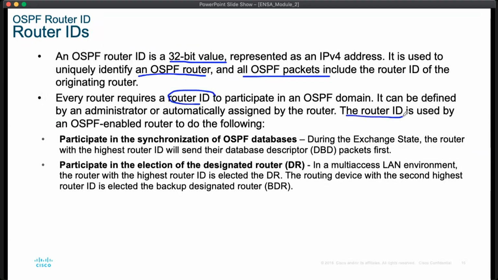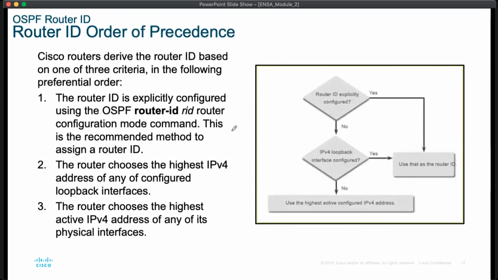The router ID is used by an OSPF-enabled router to do the following tasks. First, participate in synchronization of the OSPF database. Second, participate in the election of the DR, or designated router. Okay. Router ID order of precedence.